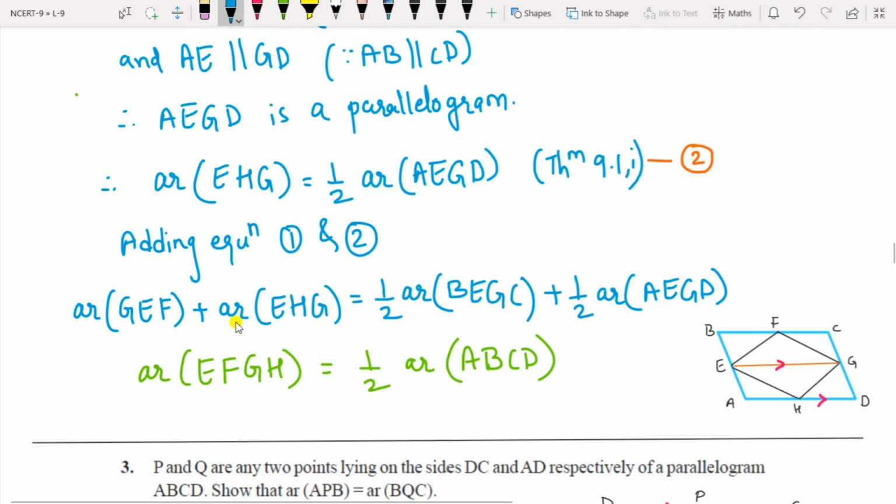Now on adding these two triangles, you get the whole figure, that is EFGH. And adding these two parallelograms, you get the whole figure, that is ABCD. So therefore, in place of these two triangles you have to write this parallelogram EFGH, and in place of these two parallelograms you have to write ABCD here. And this was your required expression.